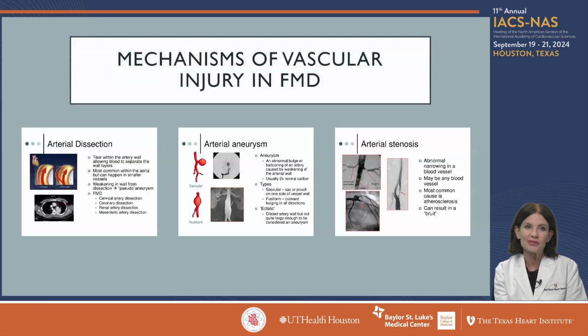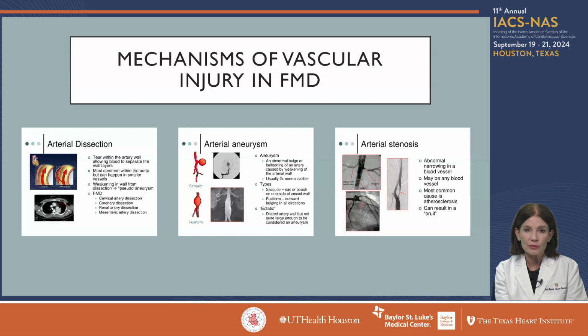So here you can see what arterial dissection looks like in the left little cartoon, where there's a tear in the wall of the artery, allowing blood to separate into the wall layers. It's most common in overall risk strata in the aorta, but in SCAD or in FMD, it occurs most commonly in the coronary arteries, the vertebrals, the carotids, and less commonly for dissection in the renal arteries.